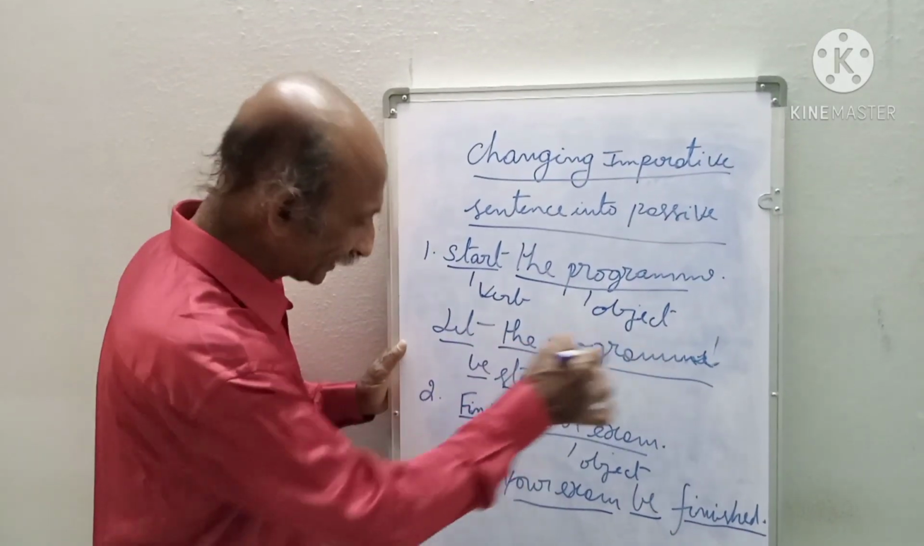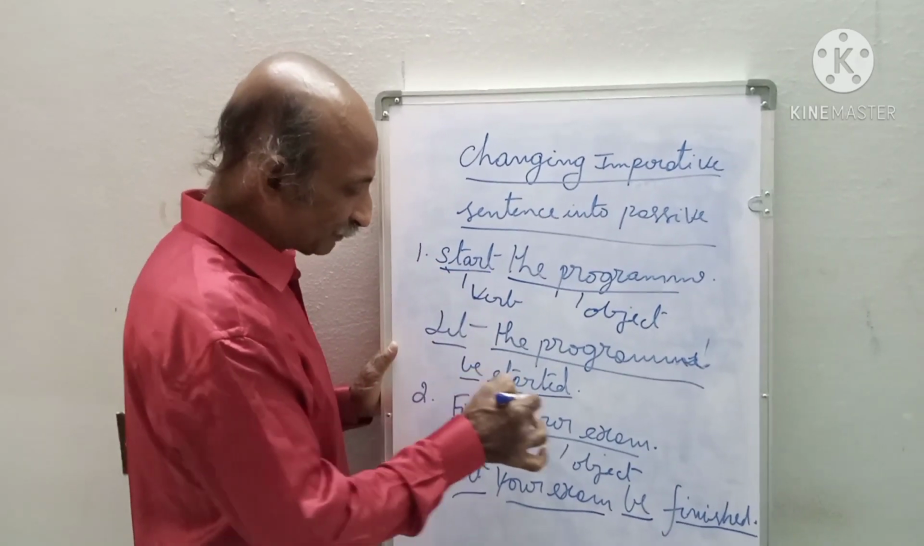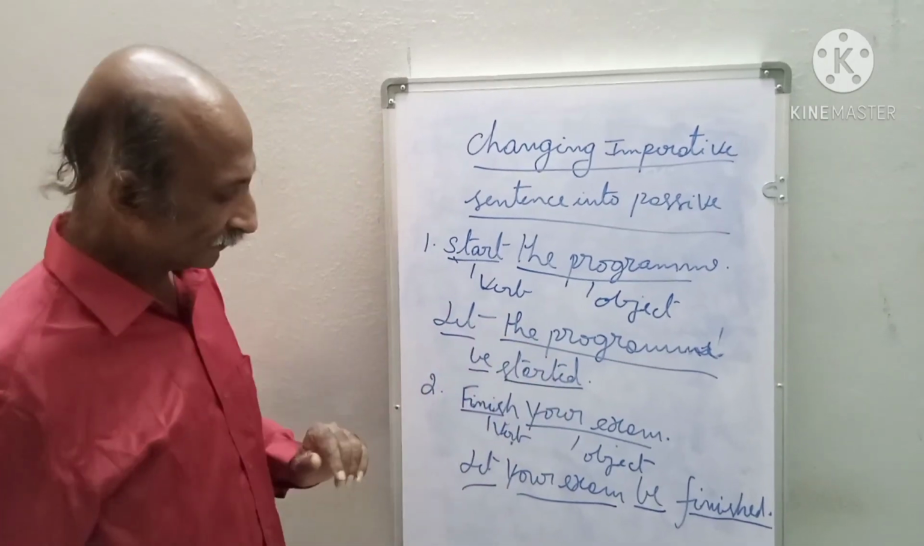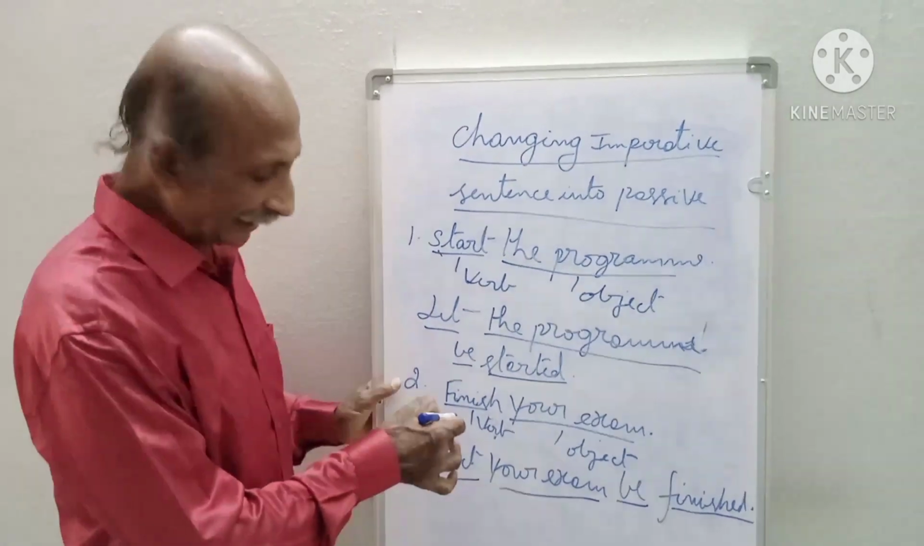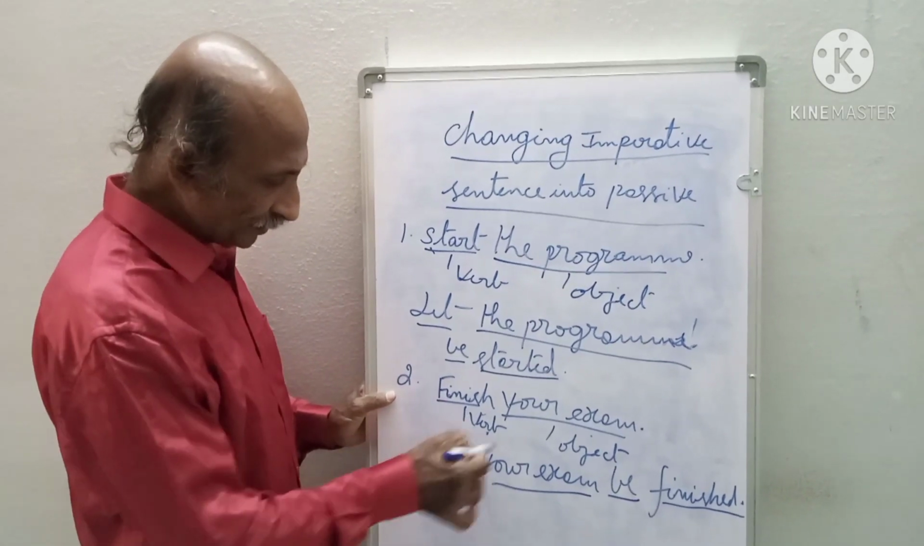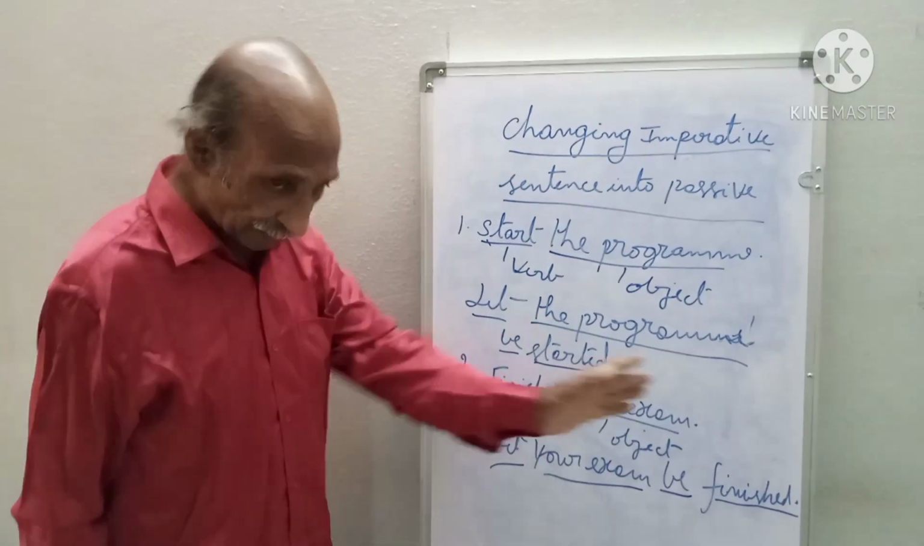So, let the program be, verb be, start, which should be changed into past participle form, started. Let the program be started. Now take a look at another sentence. Finish your exam. Here the verb is finish, your exam is the object. So this is also an imperative sentence.